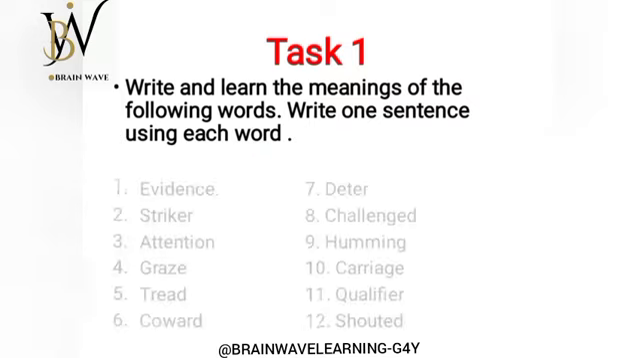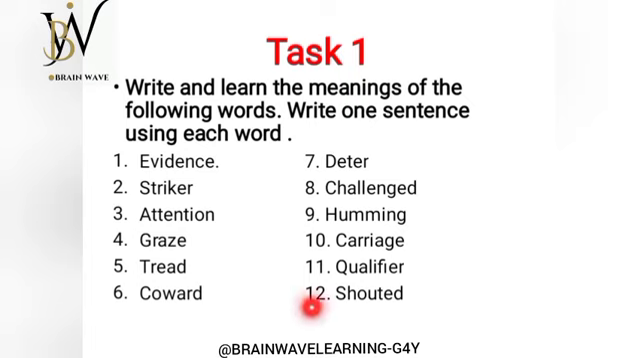So what are the words? These are the words. Number 1, evidence. 2, striker. 3, attention. 4, graze. 5, tread. 6, covered. 7, deter. 8, challenged. 9, humming. 10, carriage. 11, qualifier. Number 12, shouted. So now let's move to the meaning and the sentences of each word.